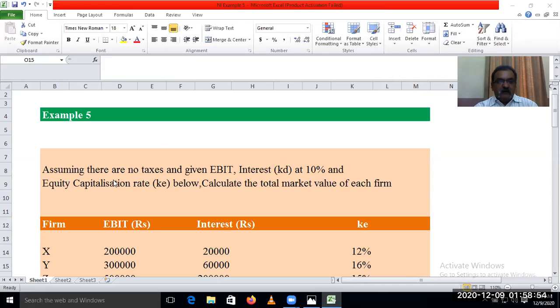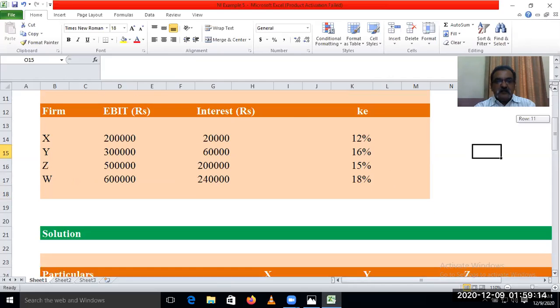First assumption they have made that there are no taxes. But already that is a basic assumption in net income approach. Given EBIT, means EBITs are given to you here in this example. Interest rate is 10%. And equity capitalization rate also is given below. So you can check out this table.